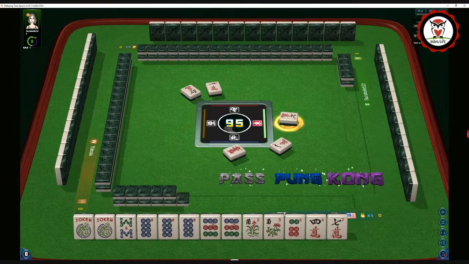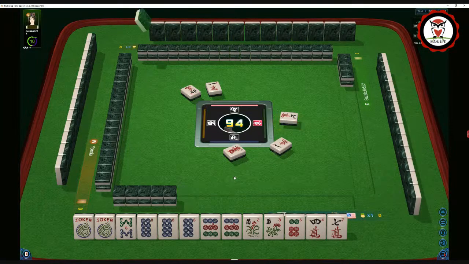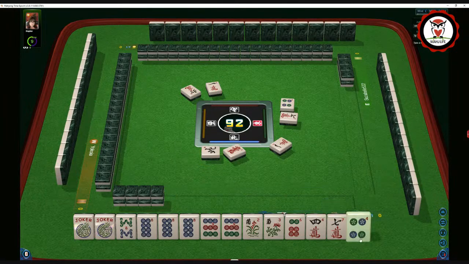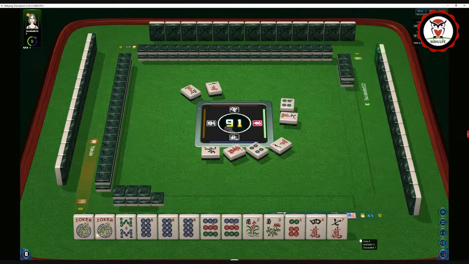7 characters. We'll pass. 4 dots. If an 8 dot goes down, I would Kong, even though we have a gap. North wind. We need a white dragon or a 7 dot in here. If the 9 dot goes down, I would Kong also.